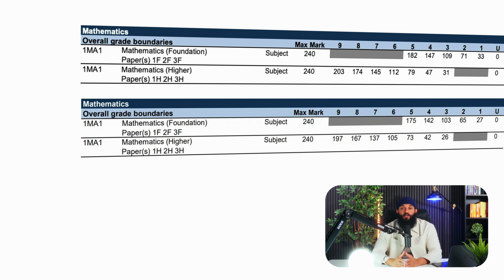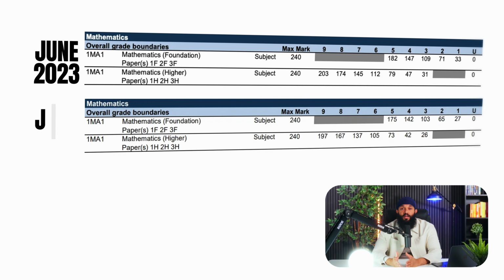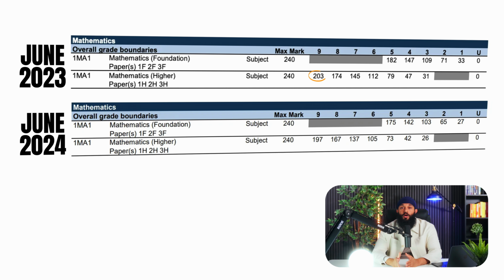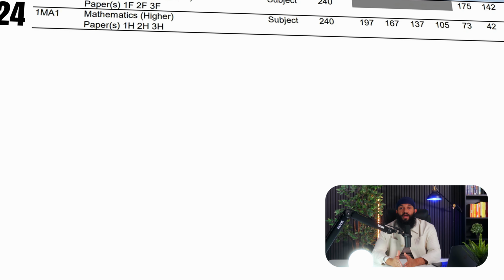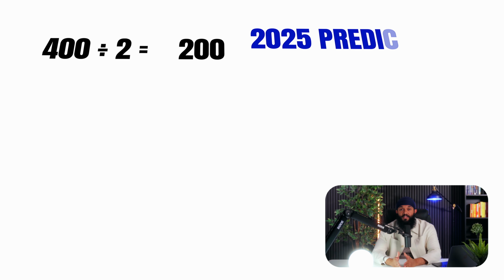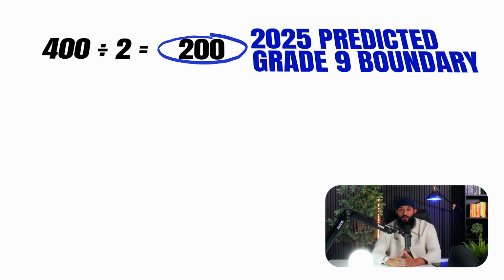So what I want you to do is get the grade boundaries open for June 2023 and June 2024. Now as we can see, for June 2023, the grade boundary, for example, for a grade 9 was 203 marks. And for 2024, we can see it's 197 marks. And this is available on the internet if you just search up the grade boundary for your exam board. So what I want you to do is add these together. So if we add 203 plus 197, we get 400. And if we divide this by 2 to get an average, we get 200. So what this means is that this year's prediction could be 200 marks for a grade 9.